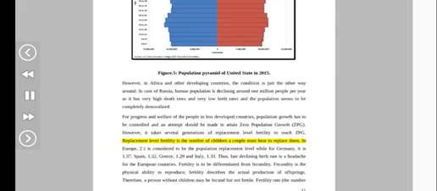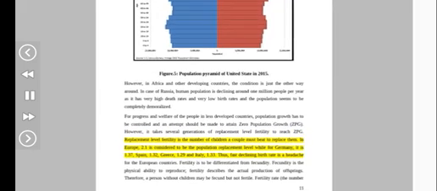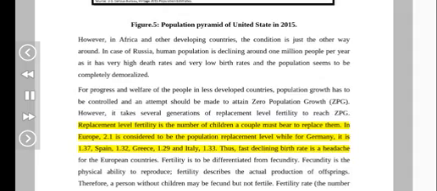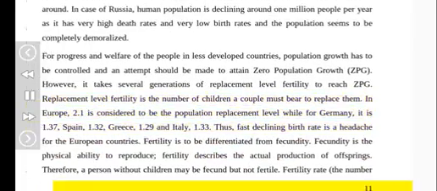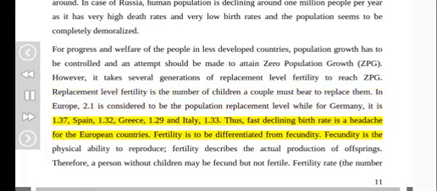Replacement level fertility is the number of children per woman needed to replace the population. 2.1 is considered to be the population replacement level, while for Germany, it is 1.37, Spain, 1.32, Greece, 1.29, and Italy, 1.33. Thus, fast declining birth rate is a headache for the European countries.